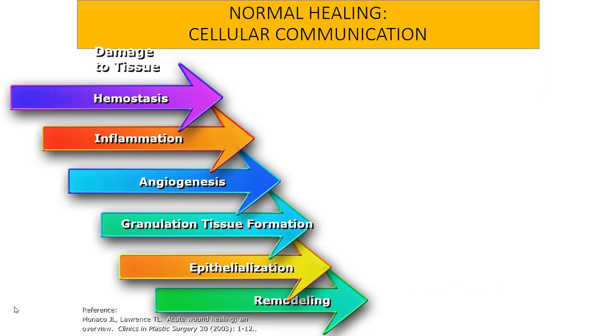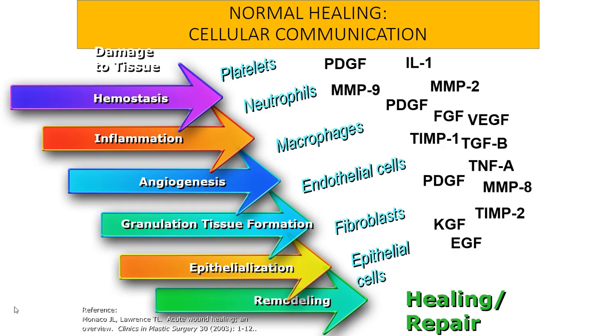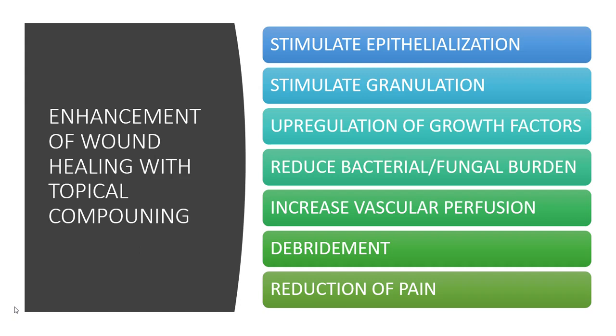So all of us know that the wound healing process is characterized by the appearance of a variety of cells and tissues sequentially in that wound if we have normal wound healing, and this is driven by growth factors and cytokines. There are many things we can do with compounding medications for wound healing. We can stimulate epithelialization, we can stimulate granulation tissue, we can upregulate growth factors, we can reduce bioburden, reduce bacterial and fungal load, we can increase vascular perfusion, we could achieve some degree of debridement, and we can reduce pain. We can accomplish all of these things topically.